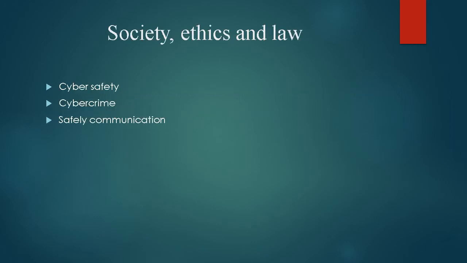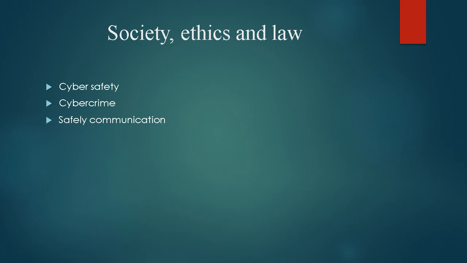So in the last unit, that is society, ethics and law, we'll be studying about cyber safety, cybercrime and safe communication. Now the aim of this unit is to know the challenges in safe and secure use of cyber facilities and technologies to counter the scams and the frauds. In cybersecurity, we'll be learning how safely we can browse the internet. What are things we need to do? And we'll be learning about cybercrime. What you do on the internet is a crime, and what you don't do is not a crime. We'll be studying about this in cybercrime.